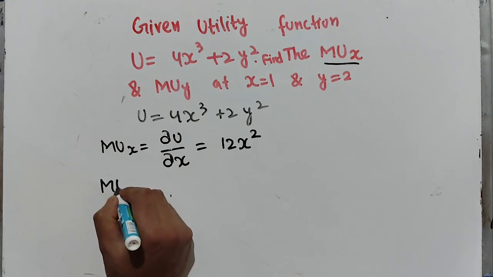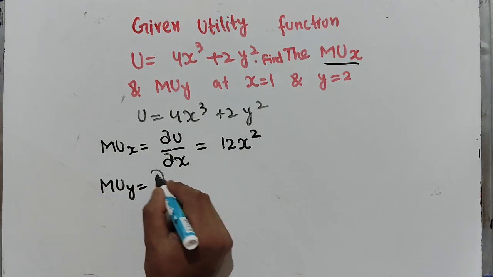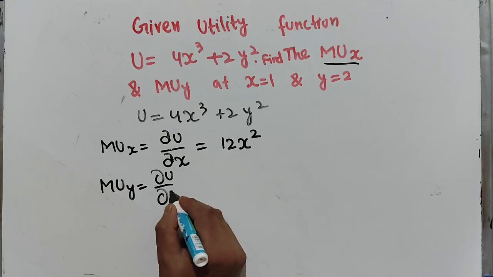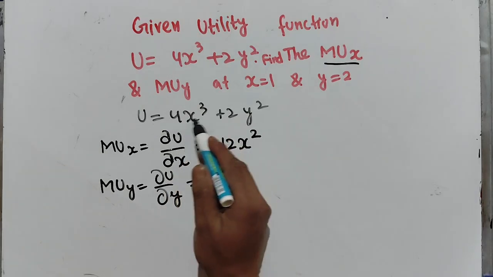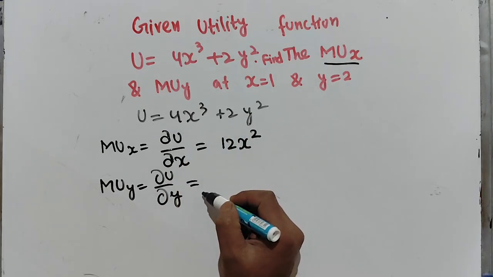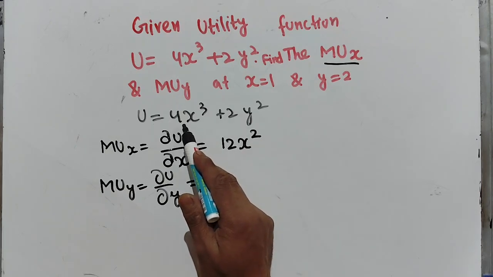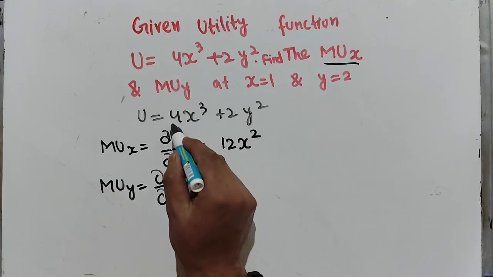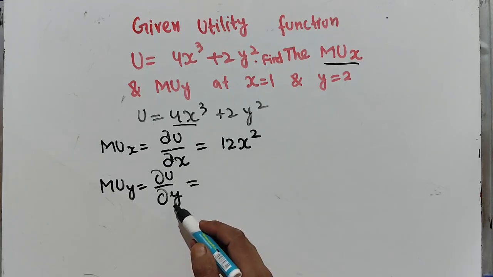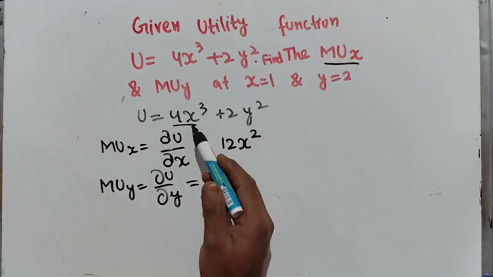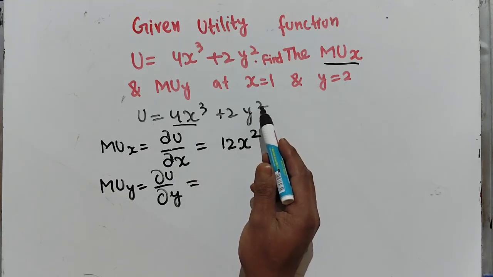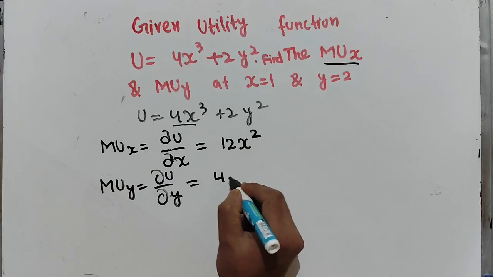Likewise, marginal utility of good y is the change in the utility due to the change in the consumption of good y. That is the derivative of this function partially with respect to y. So the derivative of this first term will be 0 because we are taking partials. Okay, it is treated as a constant. Derivative of y square is 2y, so 2 into 2 is 4y.